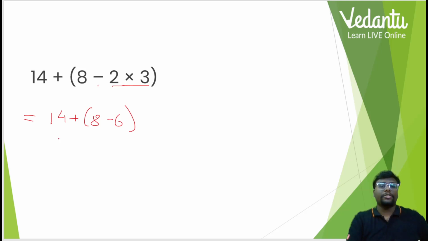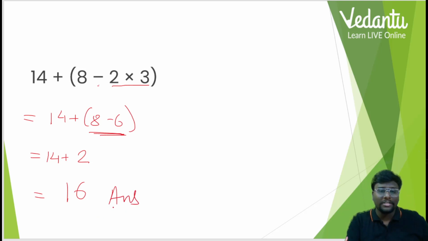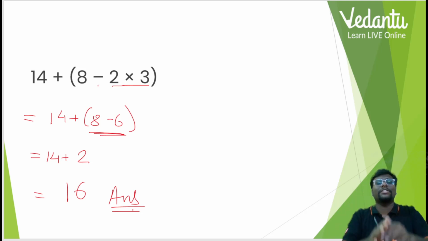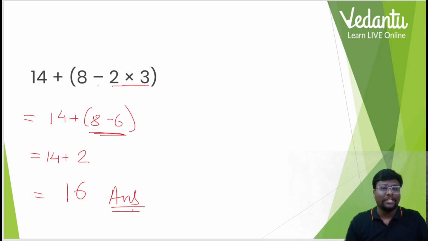Clear? Let's go. Now 14 plus 8 minus 6 is, let's now just clear off the bracket part. 8 minus 6 is 2. And 14 plus 2 is 16. Now, was that your answer as well? If that's your answer as well, then brilliant work by you. You have almost got the idea of brackets, of BODMAS and all the operations.